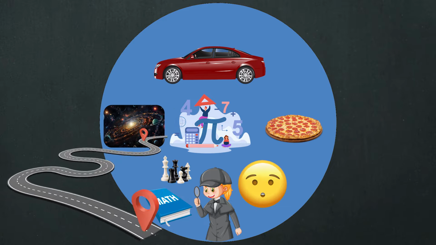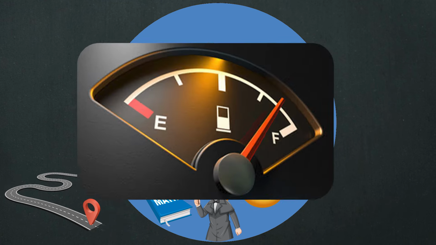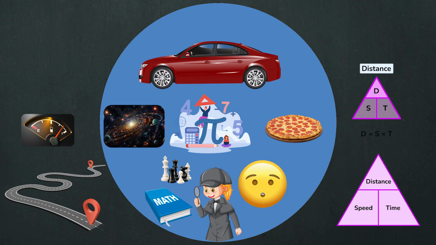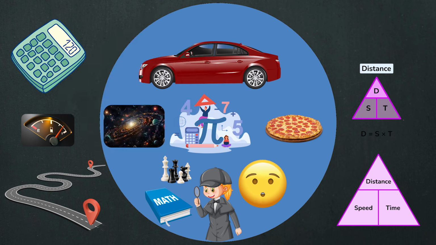Example: if you want to find out how far you can drive with a certain amount of gas, you might use the formula: distance equals speed x time. If you drive at 60 miles per hour for 2 hours, how far do you go? Plugging in the numbers gives you a distance of 120 miles.